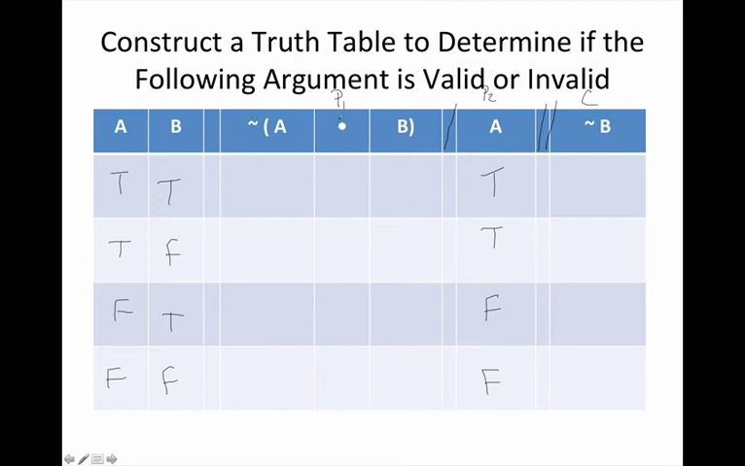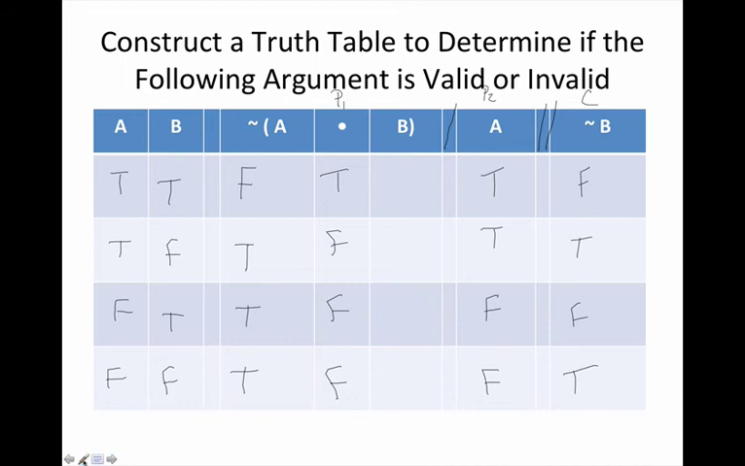The tilde denies the dot, so we determine the dot first. And we end up with the following. And then lastly, the tilde rejects the original value of B. So all of the values end up as follows.